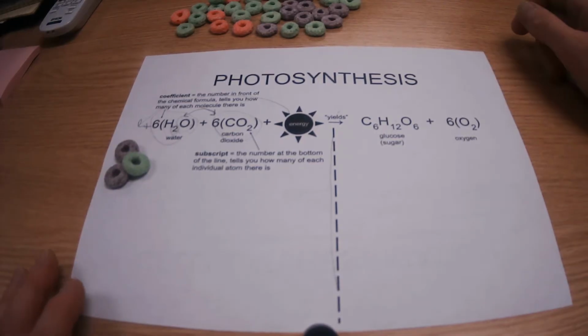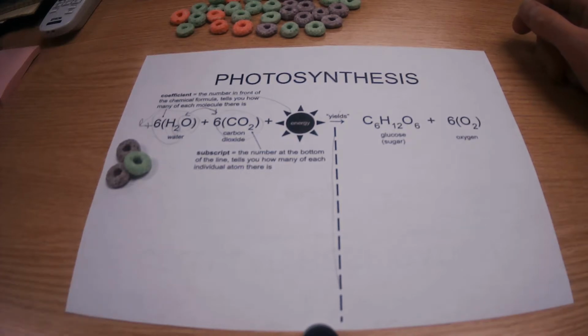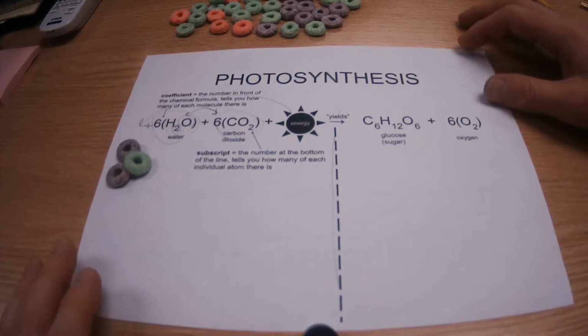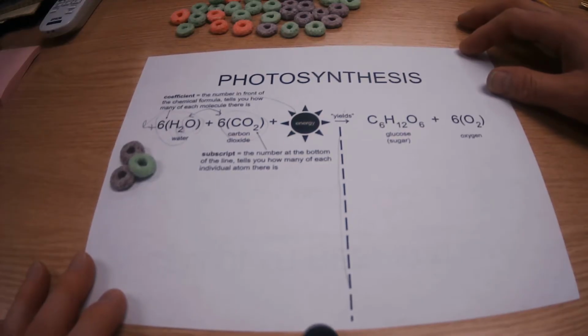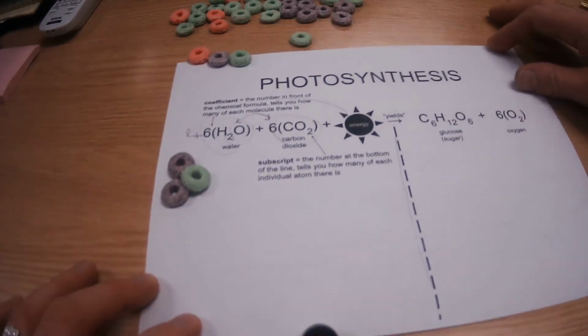What? It is purple. Purple and green. So we need 2 purple hydrogen and 1 green oxygen. Yeah, the color's kind of hard to see on the screen.